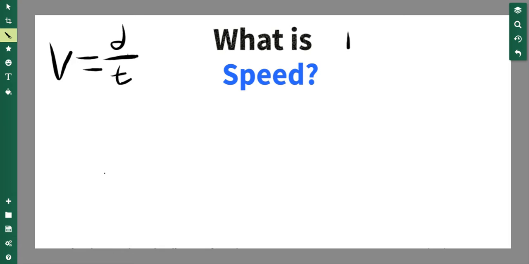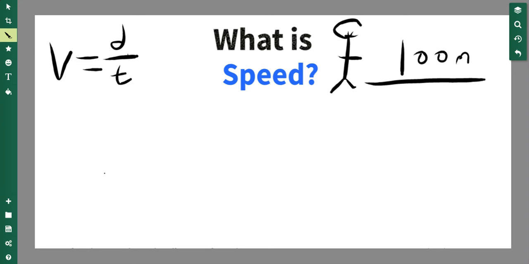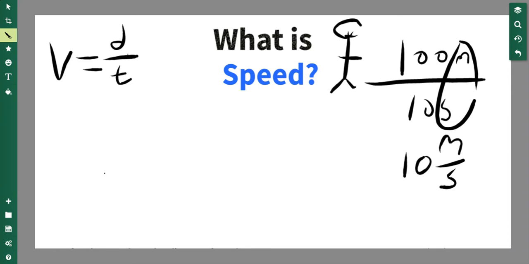So let's just say this Olympic runner, or a very fast guy, runs 100 meters in 10 seconds. His speed would be 10 meters per second, because you plug it into the formula, make sure you put the units together, and that's what you get.